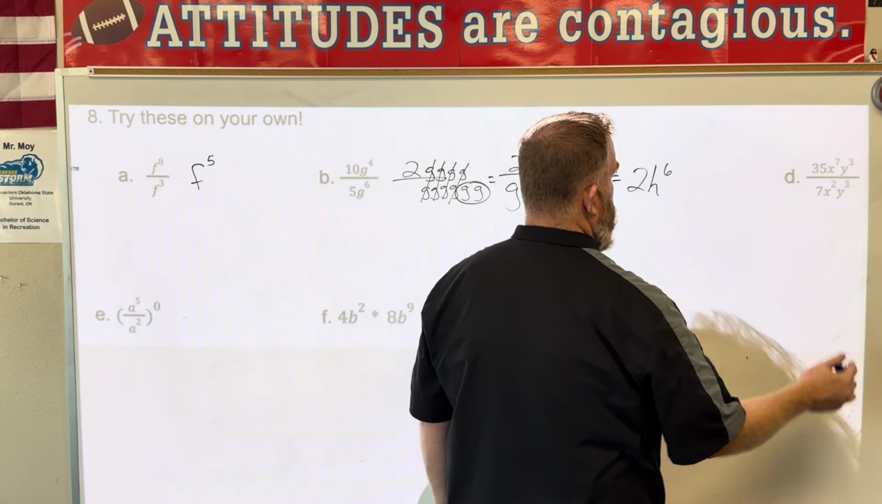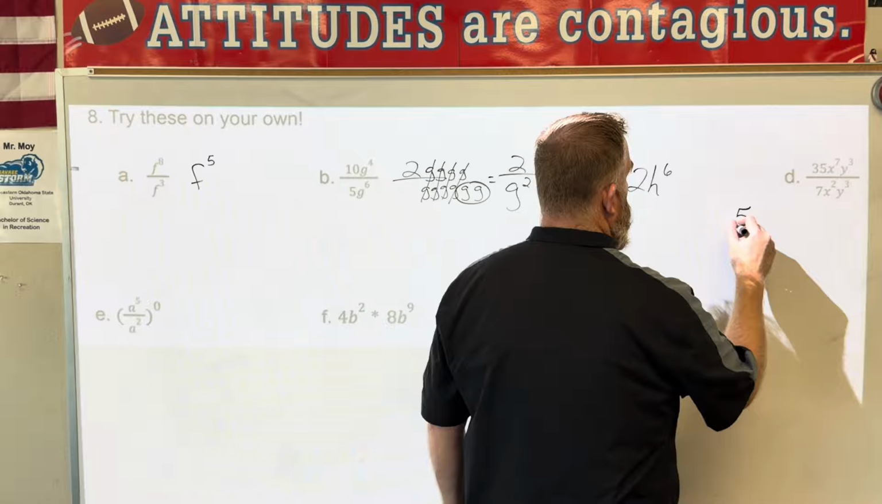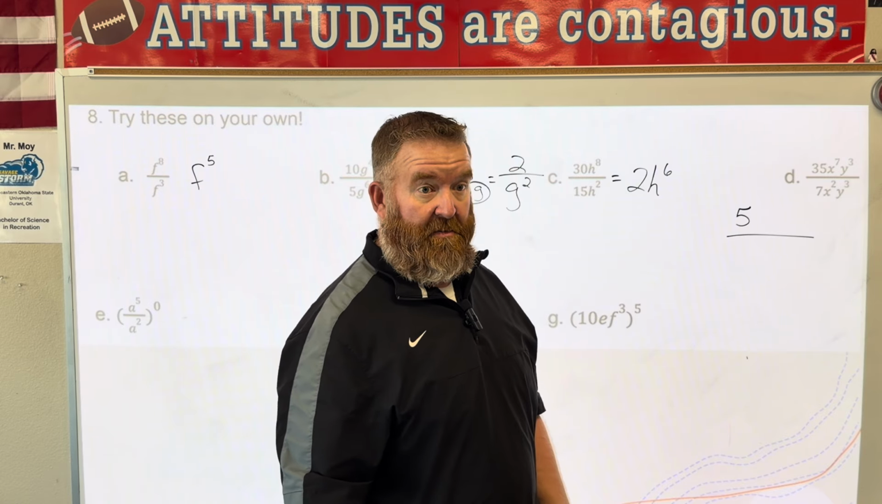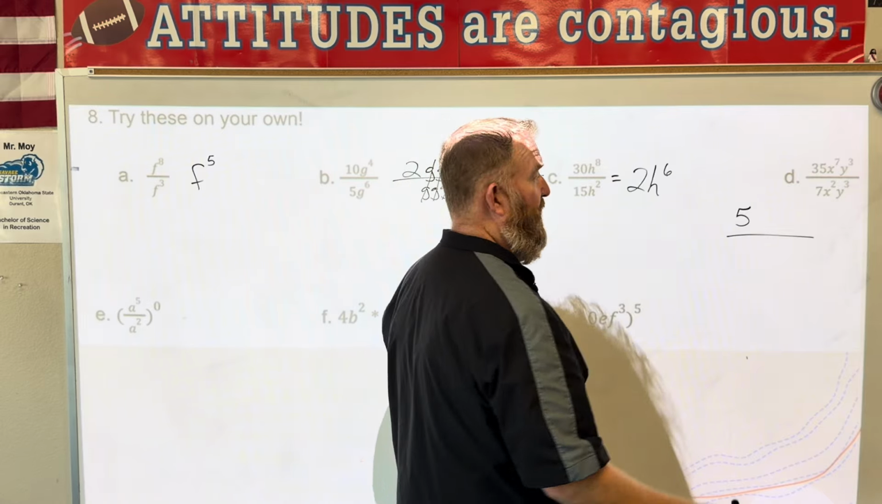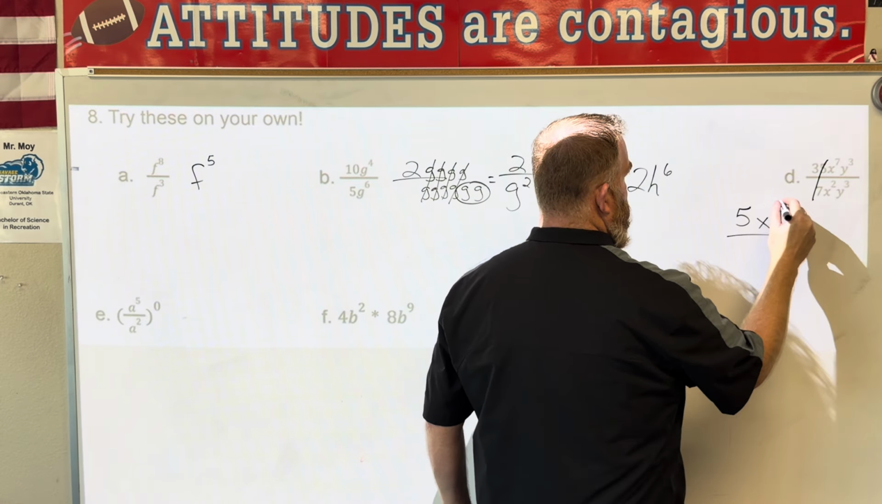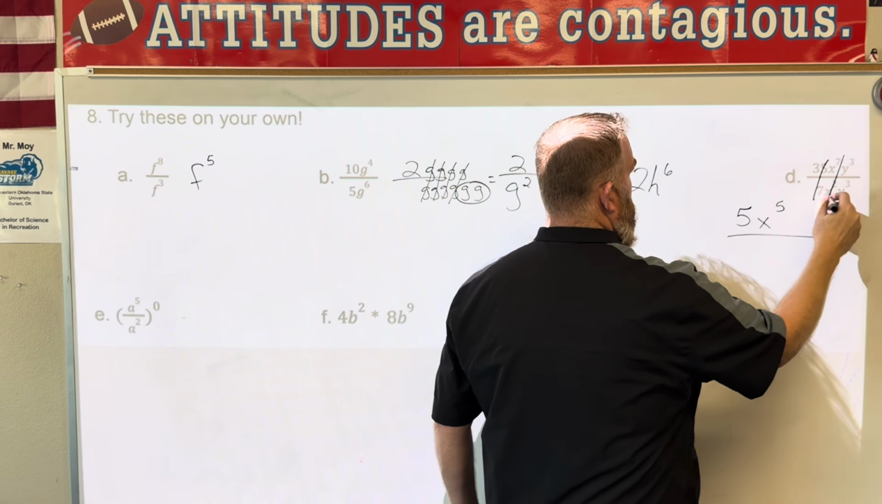35 divided by 7. 5. You notice how I didn't say anything about the letters yet? I did the numbers first. Just take care of the numbers. Those are done. X to the seventh, X to the second, X to the fifth. Y to the third over Y to the third.